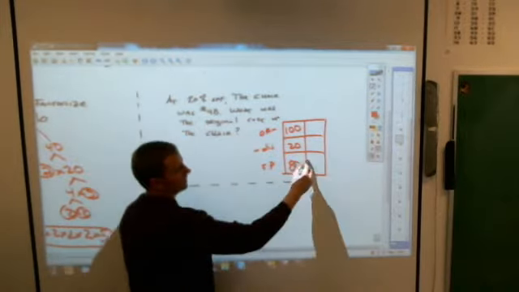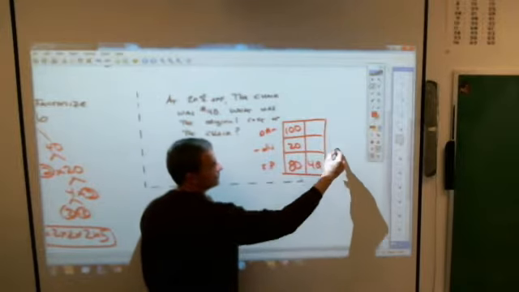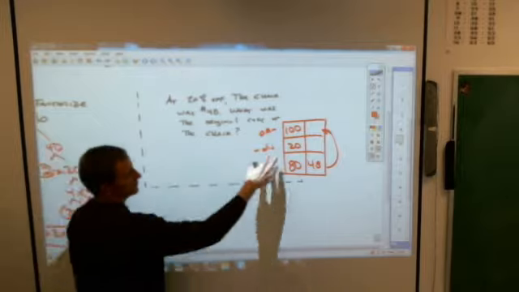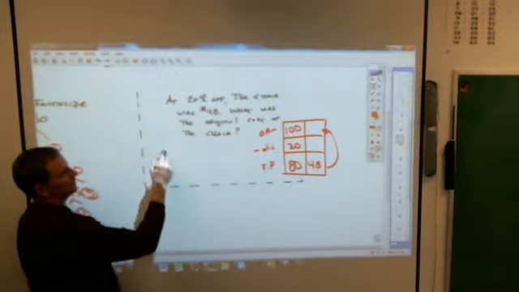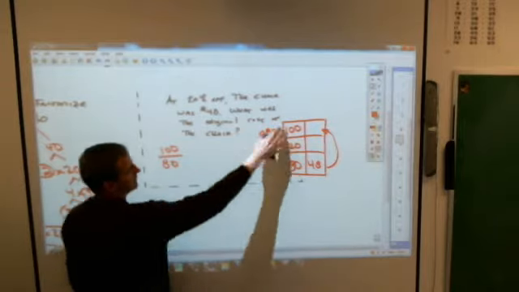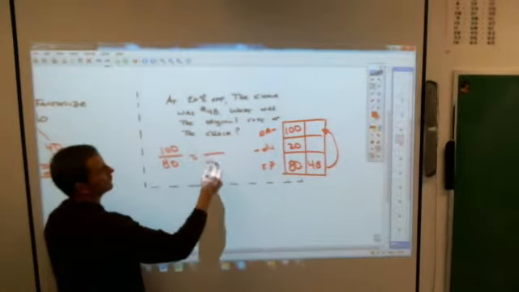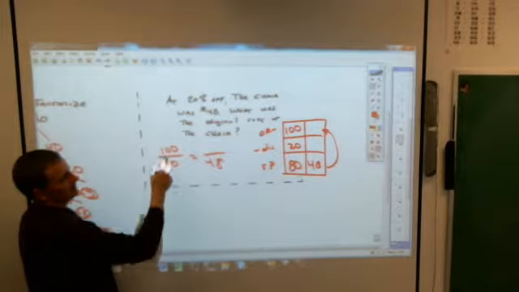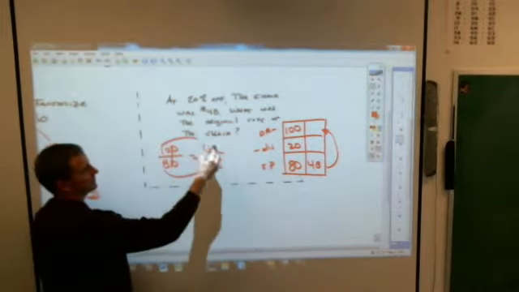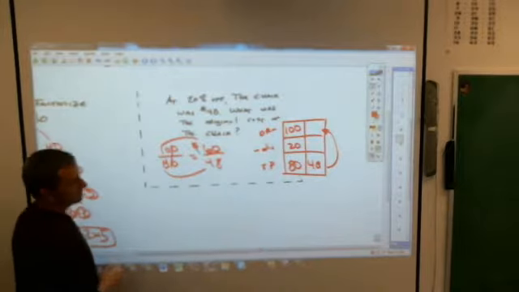48 was your final price. You want to know what it started out being. So you really don't need the 20 very much, just to get the 80. So if you rewrite this in fractional form, 100 over 80 equals what number over 48? Cut off the zeros there, 8 times 6, 10 times 6. $60 was your starting price.